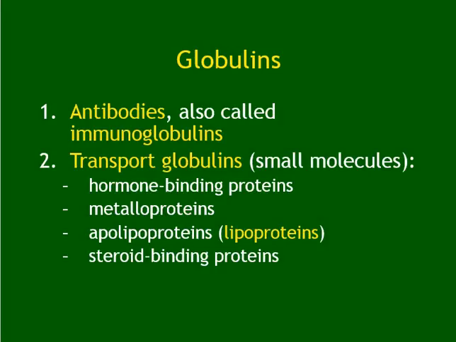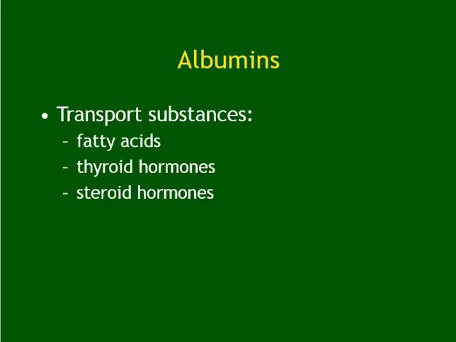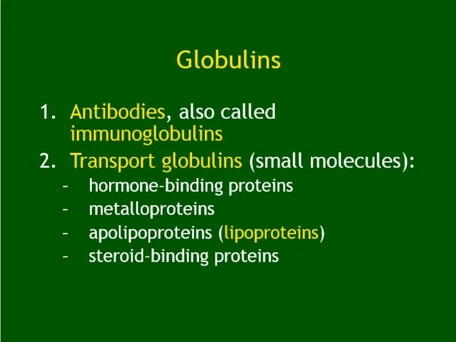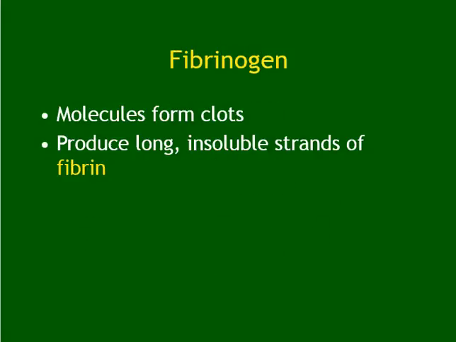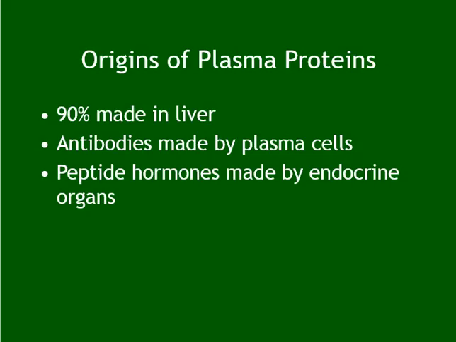Albumin, globulin, fibrinogen. Right? One word. Albumin, transport. Globulin, antibodies or immunoglobulin, and then the transport globulin as well, but it's more important the antibodies or immunoglobulins. Fibrinogen, blood clot. It will become fibrin and help in the blood clot. Okay? Where do we make our plasma proteins? Most of it is in the liver.